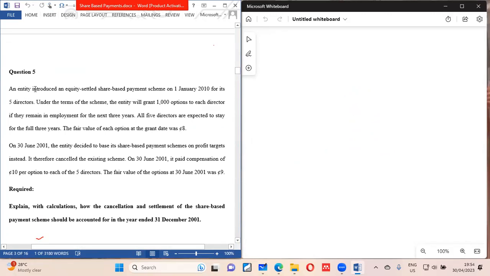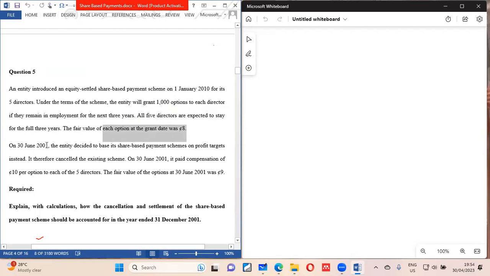tells us that an entity introduced an equity settled share-based payment scheme on 2010 for its 5 directors. Under the terms of the scheme, the entity will grant 1,000 options to each director if they remain in their employment for the next 3 years. All 5 directors are expected to stay for the full 3 years. The fair value of each option at grant date is 8.